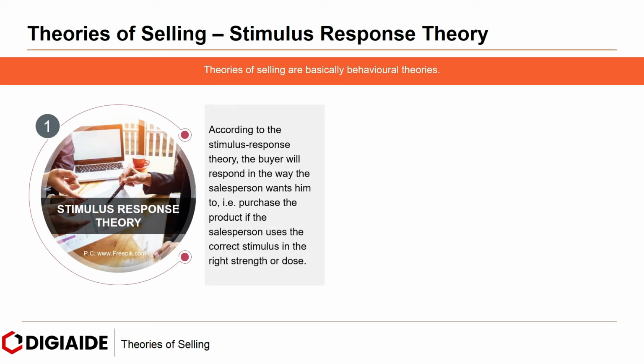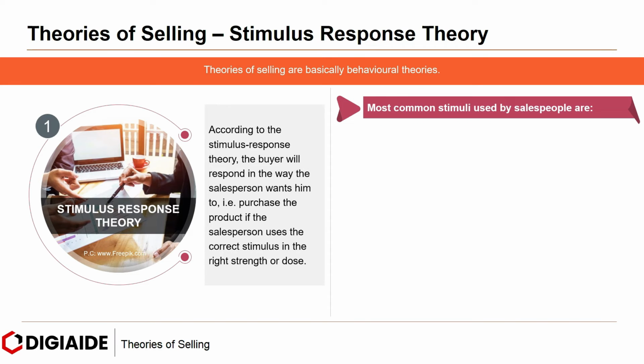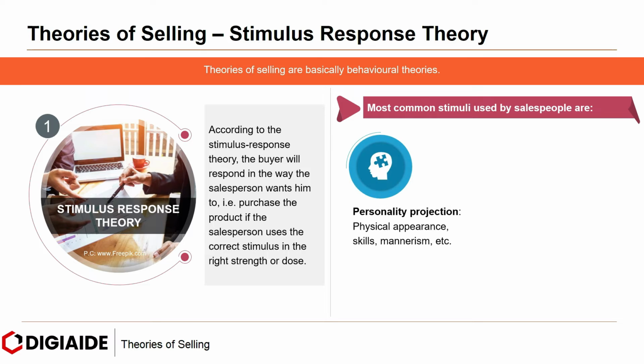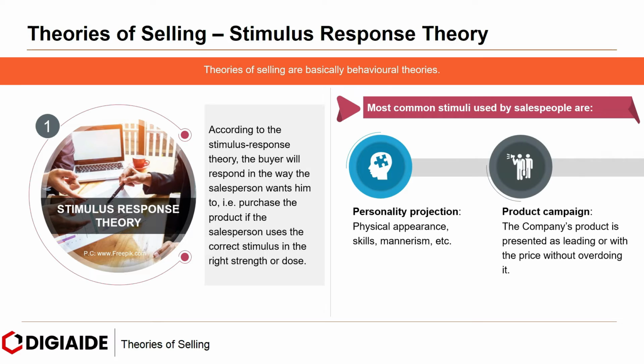According to stimulus response theory, the buyer will respond in the way the salesperson wants him to. That is, to purchase the product if the salesperson uses the correct stimuli in the right strength or dose. Most common stimuli used by salespeople are: first, personality projection, as in the physical appearance of the salesperson, the skills, mannerisms, etc. Next, the product campaign.